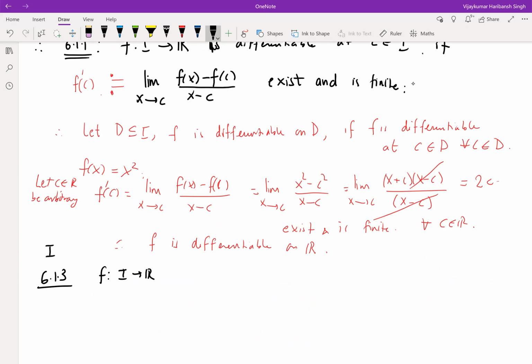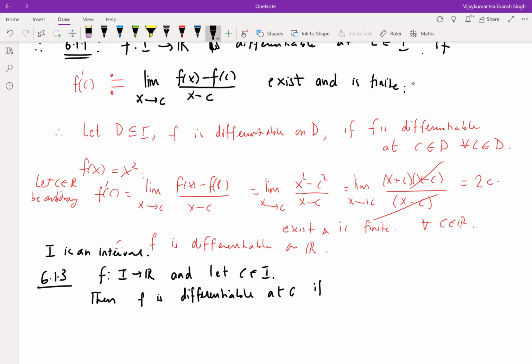So I is a fixed interval. We are discussing an interval. So let f be a function from I to R, and let C belong to I. Then f is differentiable at C if and only if. So now we want to give the sequential criteria for differentiability, and that sequential criteria can come from the definition of limits.